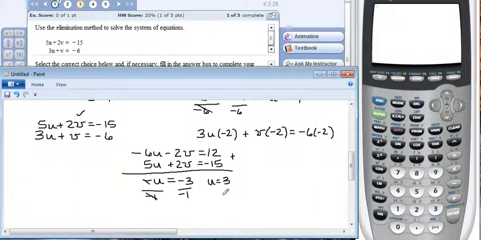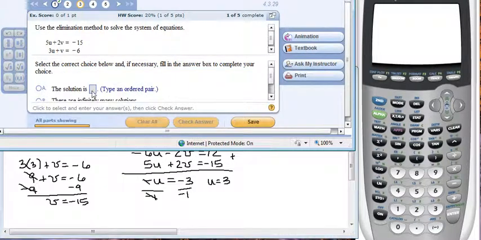All right? Now I'm going to put that in, let's just put it here. Doesn't matter. 3 times 3 plus v is negative 6. 3 times 3 is 9, plus v is negative 6. I subtract my 9 across. 9 minus 9 is gone, so I have v is a negative 15. So we've got u is 3 and v is a negative 15. So let's try this.